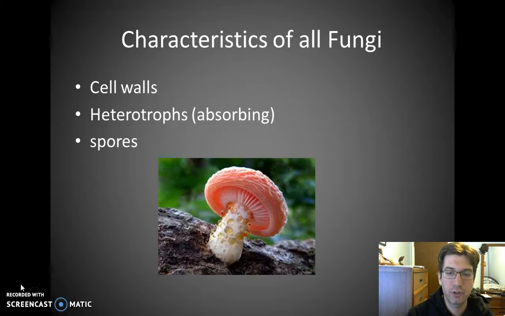They are going to be heterotrophs, however, they are not heterotrophic like most other living things, such as animals. Fungus consume things through absorption. So this is actually pretty unique. Their digestion happens outside of their organism. They don't have a digestive tract like we do. And they do reproduce through spores, which is also kind of unique.